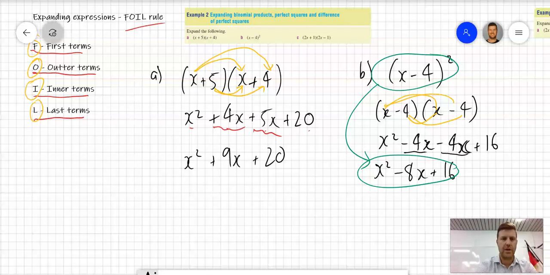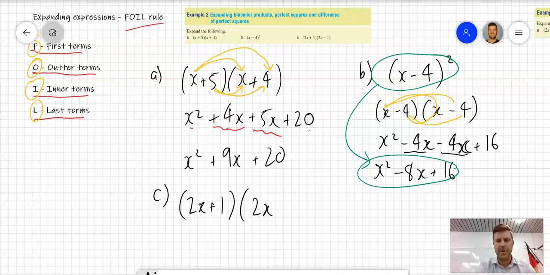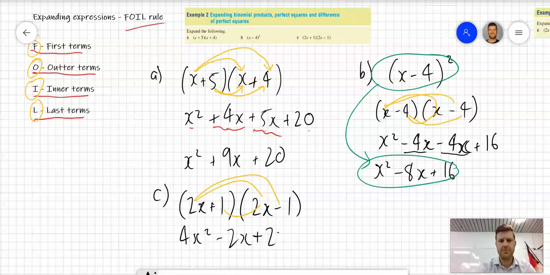The last example I'm going to show you here is what we call a difference of perfect squares, or DOPS for short. It's 2x plus 1 in this case, and the second bracket is the same, but instead of plus 1, it's take 1. Okay, that's the difference of perfect squares. Again, we're going to use the FOIL rule first, which gives us 4x squared. Multiply those two first terms, then we multiply the outer terms, then we multiply the inner terms, and then we multiply the last two terms, and then we collect like terms.